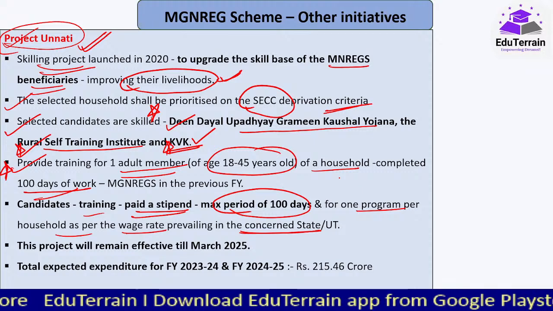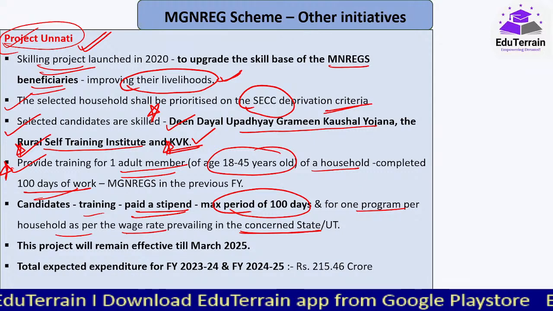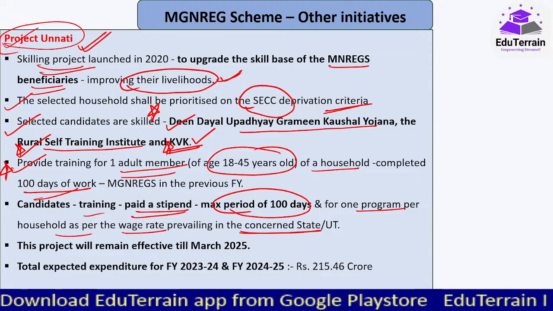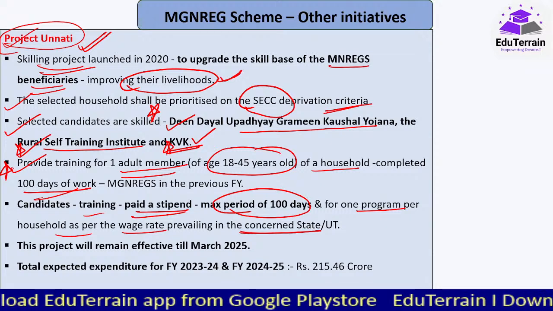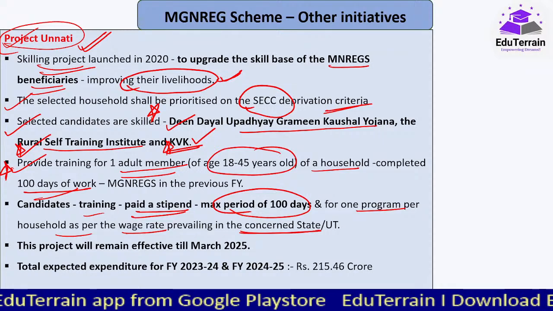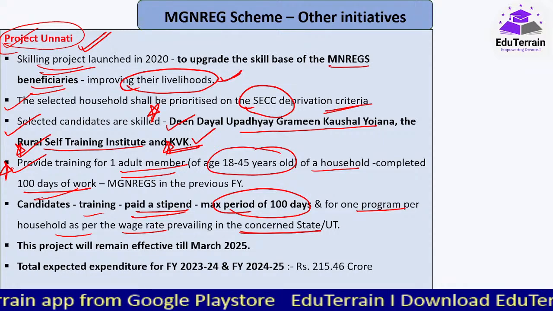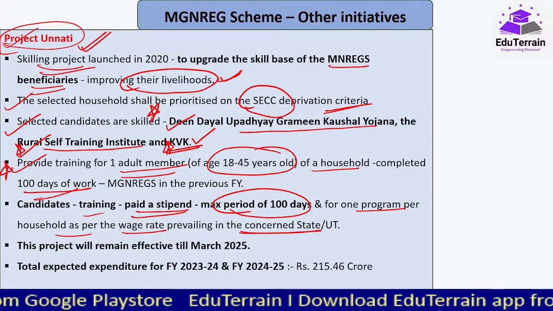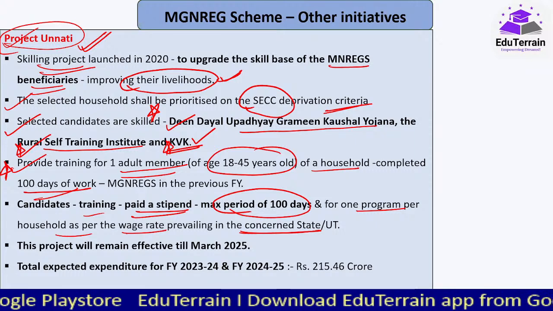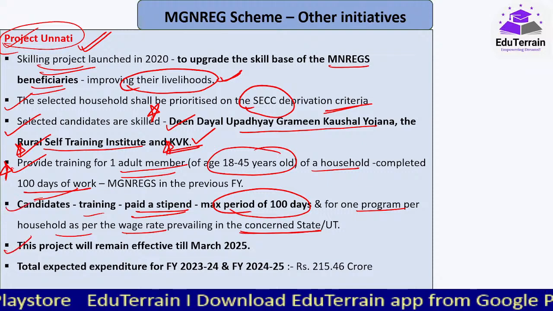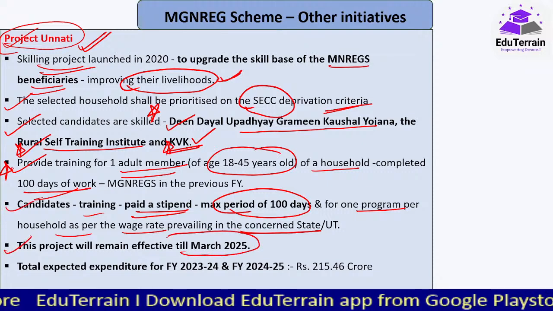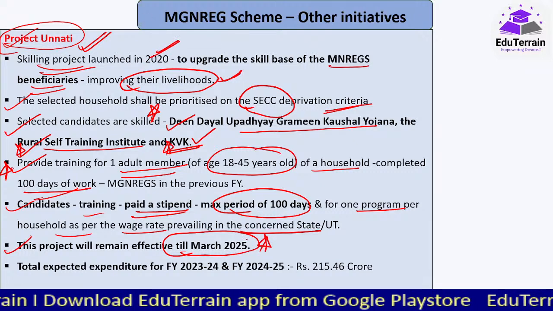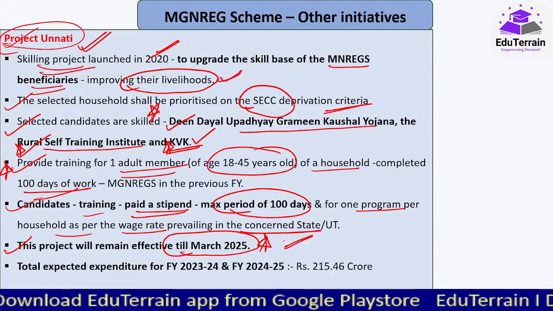That is, they'll be provided with a stipend. मतलब जैसे वो काम करने जाते तो they would have been paid some amount, the same amount would be paid to them in the form of stipend, so that during the time of skilling also they would be able to support their families. Okay, this project will remain effective till March 2025. So 2020 में ये launch हुआ था and it is going to run till 2025.